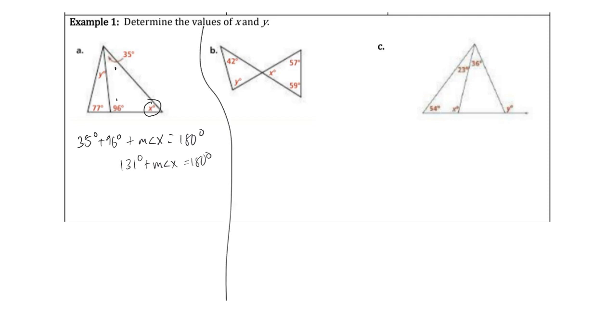And then you just subtract 131 from both sides. So the measure of angle x is 49 degrees, because 180 minus 131 is 49 degrees. So that's using the triangle angle sum theorem.